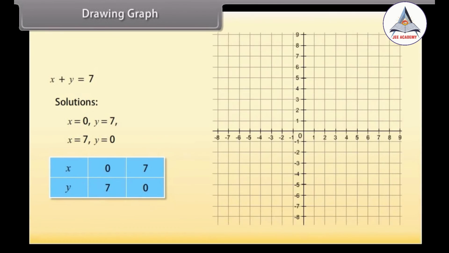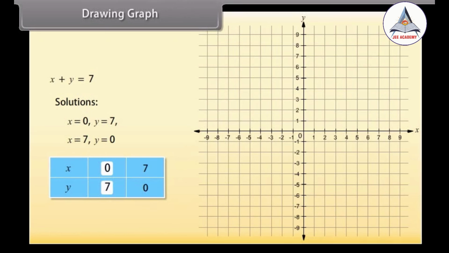The point for the values x = 0 and y = 7 is this. And the point for the values x = 7 and y = 0 is this. Now join these 2 points. This is the required graph for the given equation.